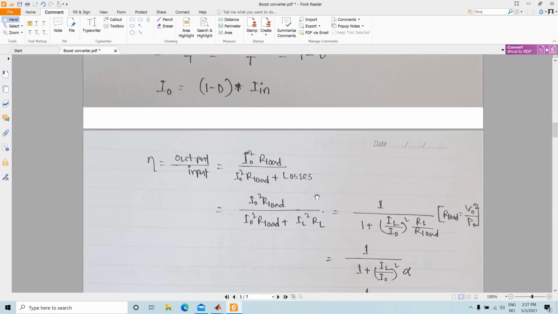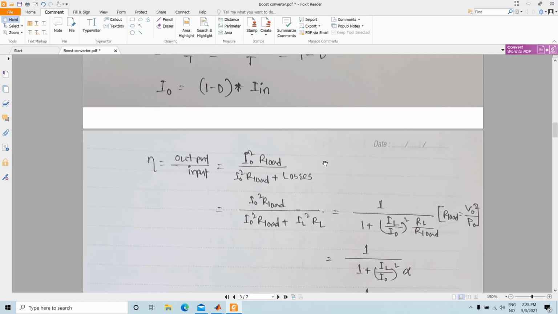Now the efficiency of the system is the output divided by the input, and the output power is basically I out square multiplied by R load. Now this R load is often calculated if you know the output power and the output voltage. Otherwise, in some cases, you may be given the value of R load directly. So this is your output power, I naught square R load, and your input power is the output power plus the losses.